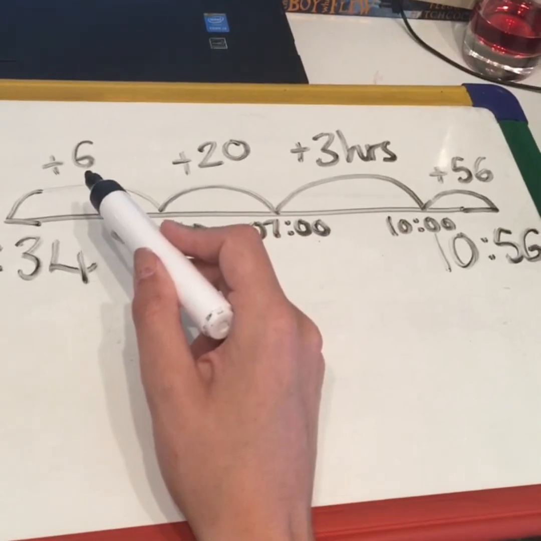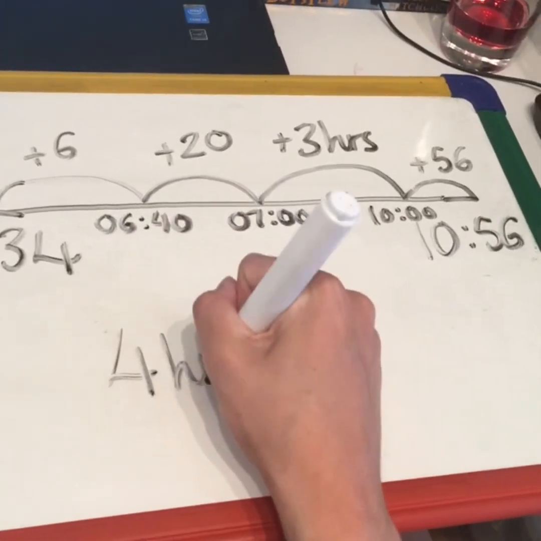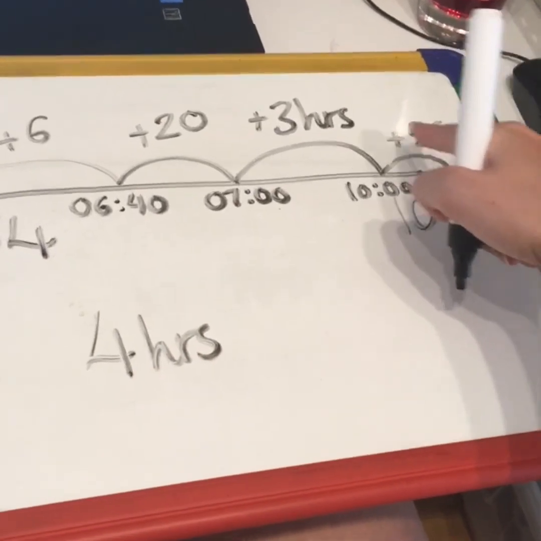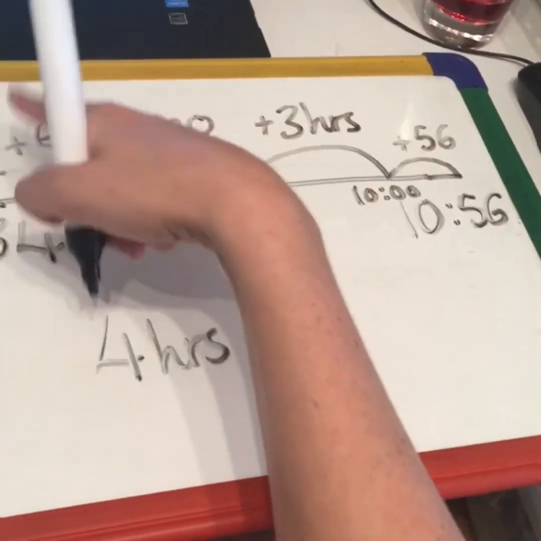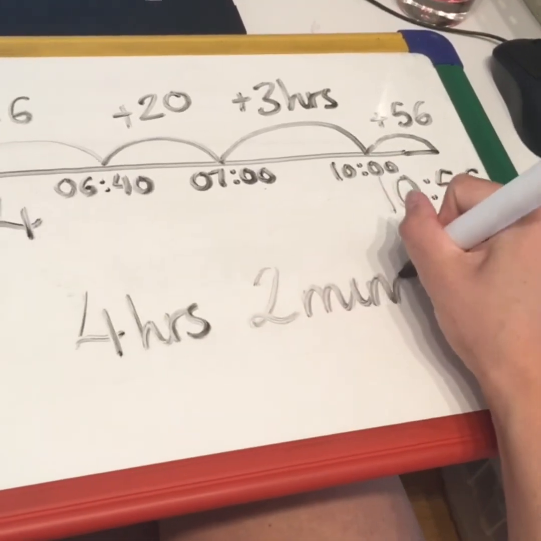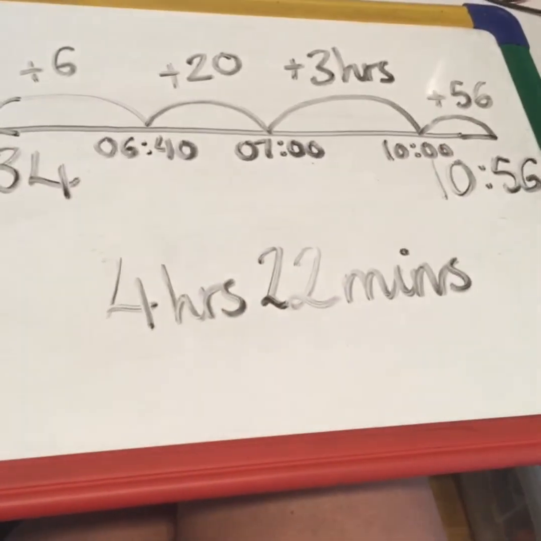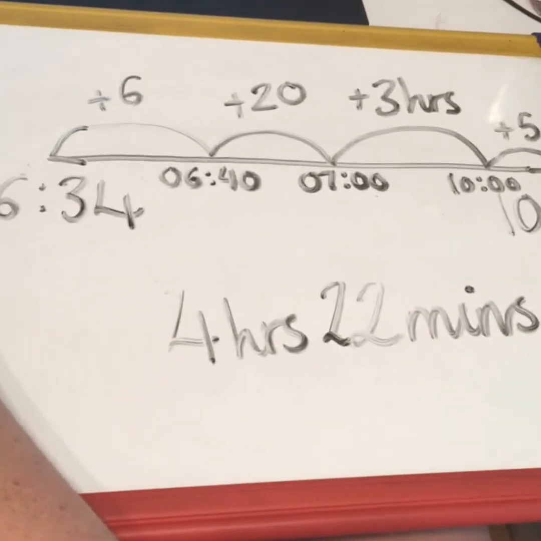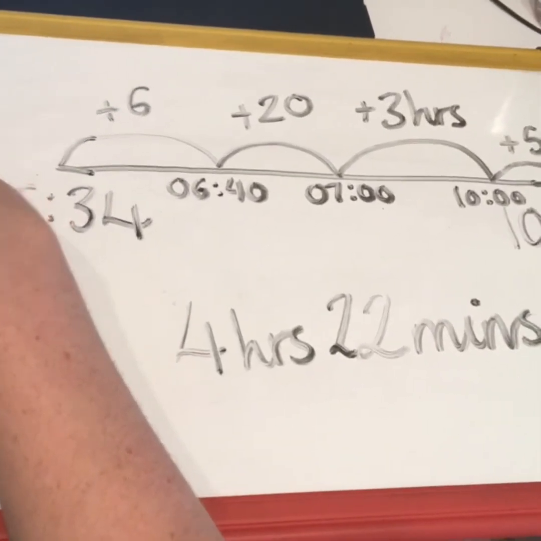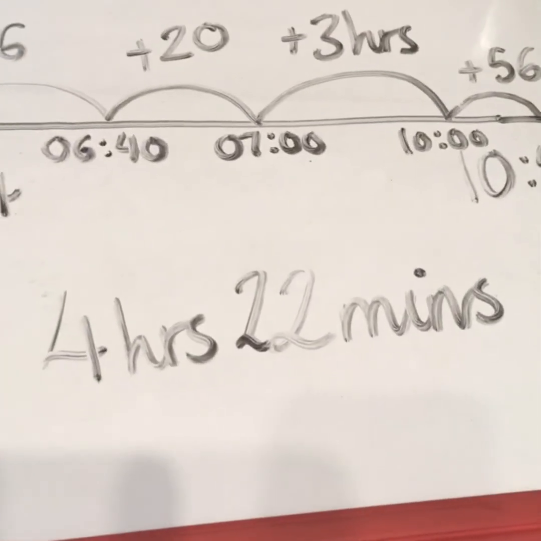If we add those 6 minutes, we've now got 4 hours because we've gone over that 60 minutes. So we've got 3 hours, 56 add 6 would be 4 hours now and 2 minutes, and we need to add this 20 minutes, and now we've got 4 hours and 22 minutes. And this is why you've always got to be on time and not miss your train. He's had to wait 4 hours and 22 minutes to do that journey.